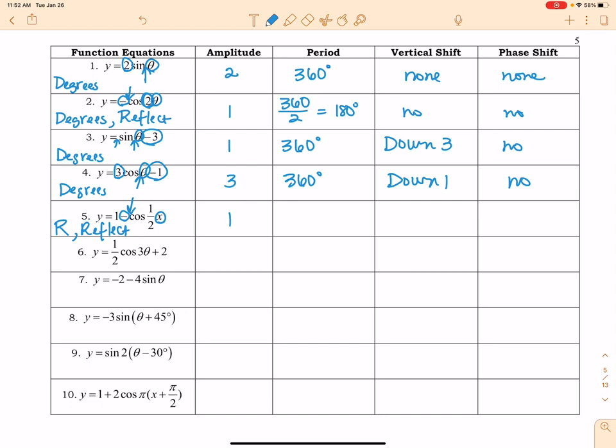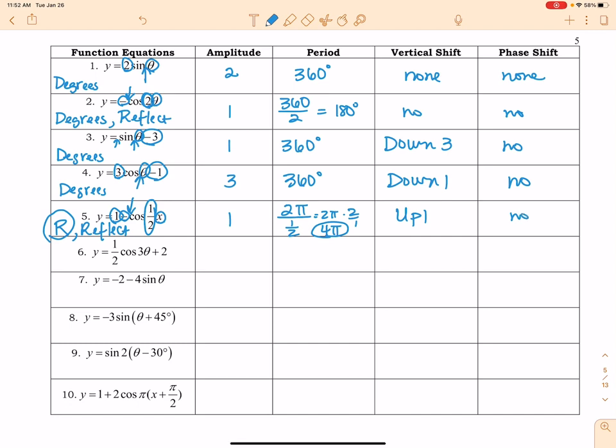The period, we have to talk about this. We are in radians now, so the parent period is 2 pi. Because cosine and sine have the same period, we never have to worry about that. But since we have a 1/2 here, I've got to divide 2 pi by 1/2. What that means is that I have 2 pi times the reciprocal, which would be 2 pi times 2, so 4 pi is going to be the period. All right, vertical shift. We actually have a 1 at the front of this. It's 1 minus cosine. That means we're moving up 1, and there is no phase shift.